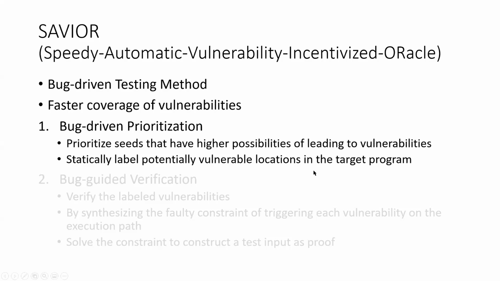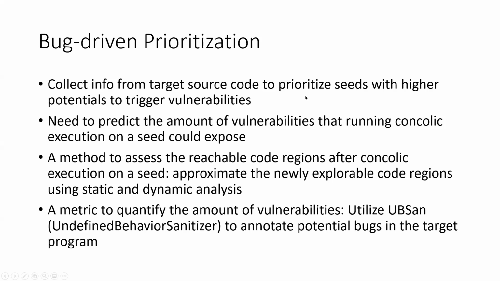So the first technique that it uses is bug-driven prioritization, which is basically prioritizing seeds with higher possibilities of vulnerabilities. In order to do that, it collects info from the target source code to try and prioritize seeds. And it needs to predict the amount of vulnerabilities that can happen in this seed.